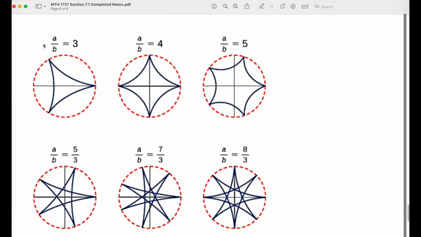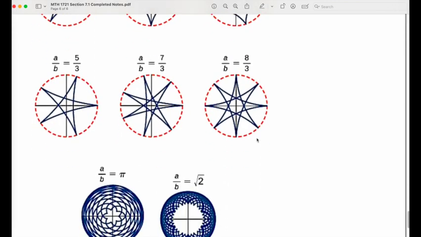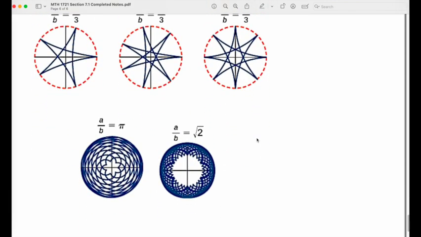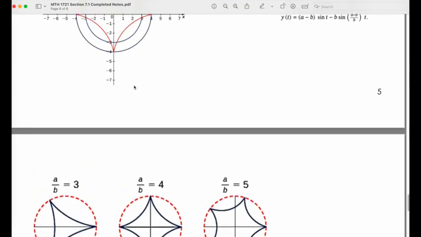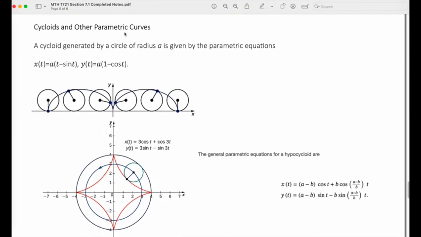And so these are labeled here so that it shows you what the shape is based on your values for A and B. So pretty interesting shapes here, but those are called hypercycloids, and these are some pretty famous parametric curves.